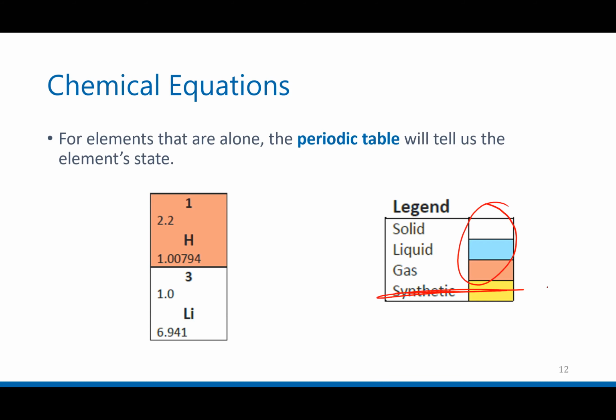You don't need to worry about synthetic down here. Synthetic isn't a state. Synthetic just means that the chemical was made in a laboratory. It's not something you would find on Earth naturally. So we have solids, liquids, and gases. Now, how do you know that? Well, it's based on the color.